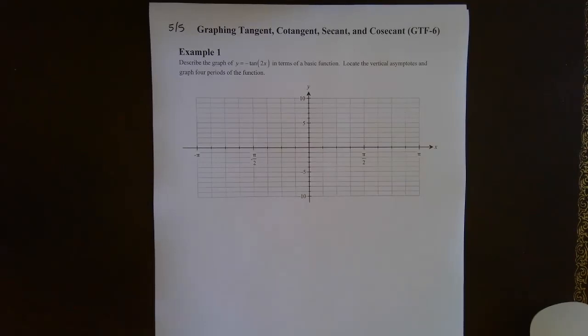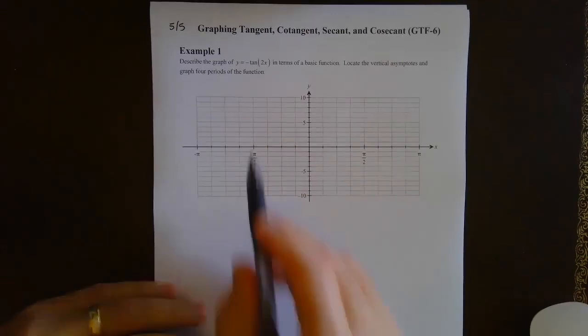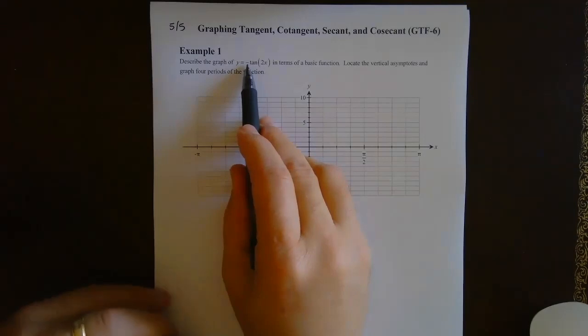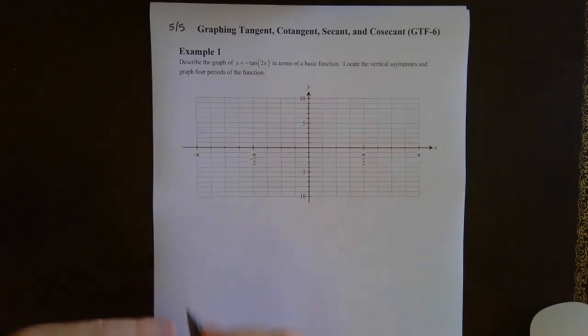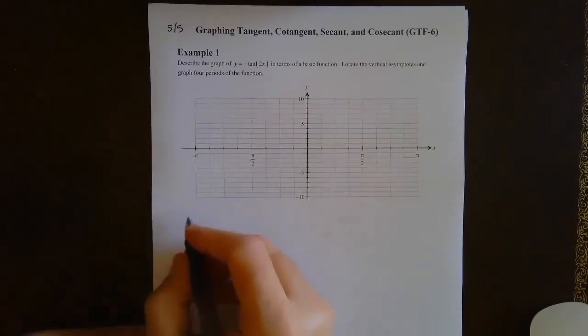So example one is describe the graph of y equals negative tan of 2x in terms of the basic function. And so in this case, the basic function would be tan x, okay? So what do we need to do to tan x? Well, this negative out in front of the tan is multiplying tan by negative. Now that's equivalent to multiplying all your y coordinates for tangent by a negative value, okay? So if you multiply your y's by a negative, that's gonna make positive y's become negative ones and negative ones become positive ones, okay? So that's gonna be a reflection over the x-axis, okay?